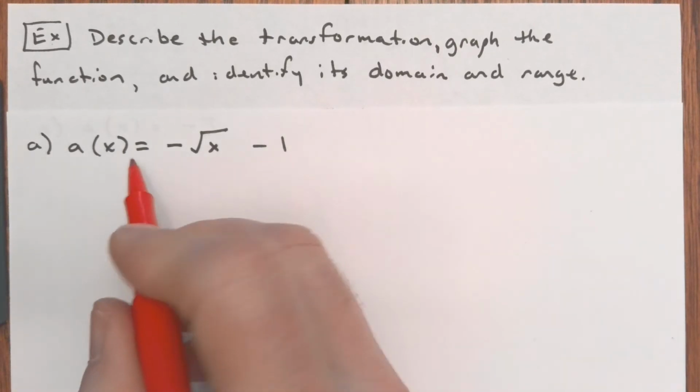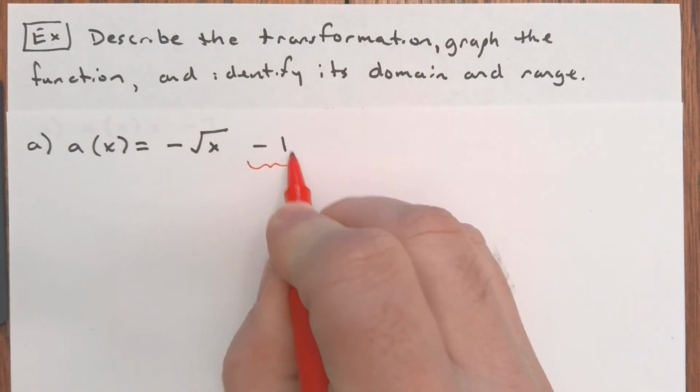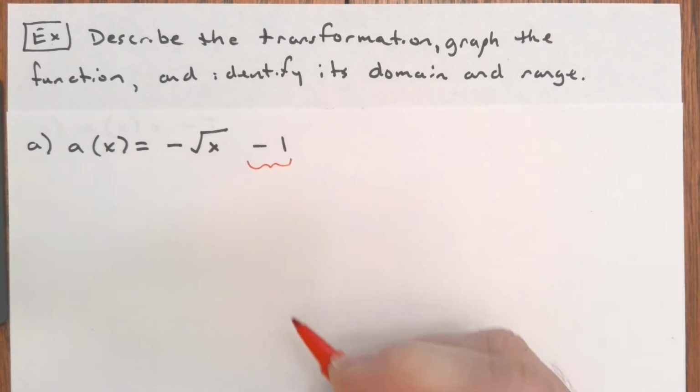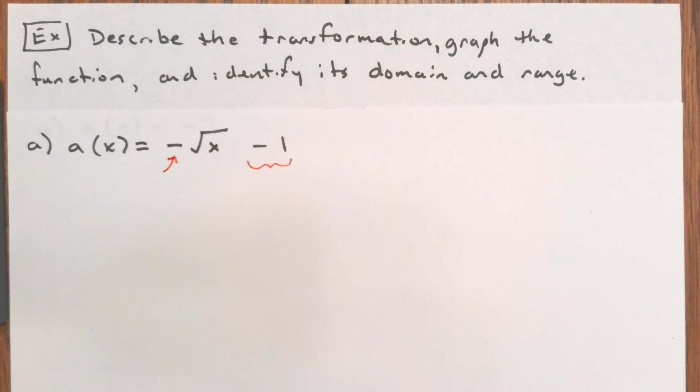So taking a look at what's here, when I look at our function, the things that I see that are different is out here after the square root, we have a -1, and then there's also a negative symbol in front of the square root. So that'll give us two different transformations.